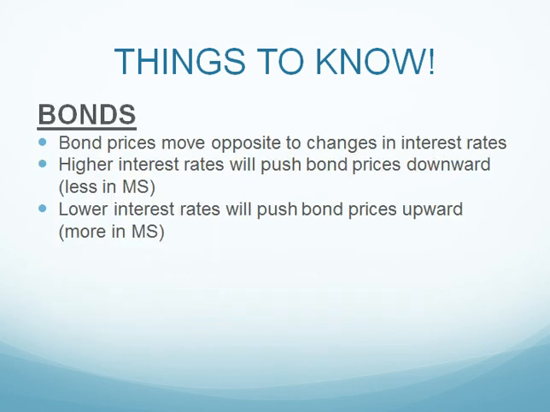So bond prices move opposite to changes in the interest rates. So if the interest rates go up, the price of bonds goes down. Higher interest rates will push prices downward, so that's less in the money supply. Lower interest rates will push bond prices upwards, so then you have more money in the money supply.